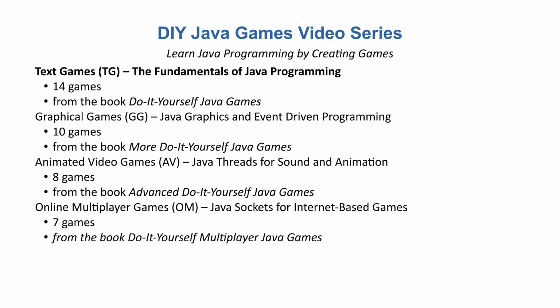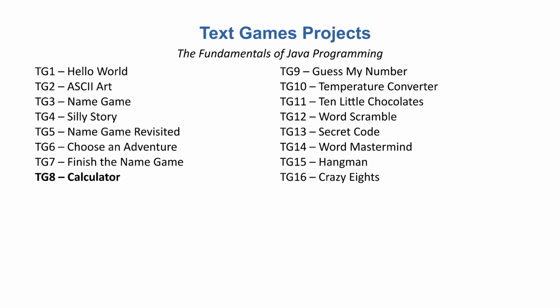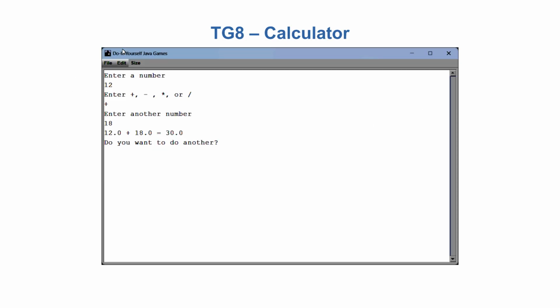We're currently in the Text Games video series, TG, the first of 4 types of games series. The focus of this series is to cover the fundamentals of Java programming. No previous programming experience is required. You'll learn how, when, and why Java programs are written the way they are. This series has 16 projects. We're currently working on the 8th project, TG8 calculator. In this project, we'll create a simple calculator like this.